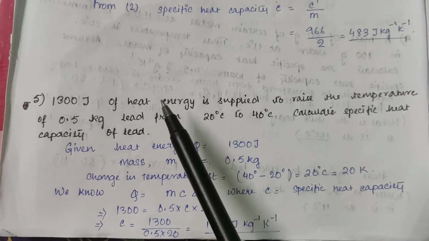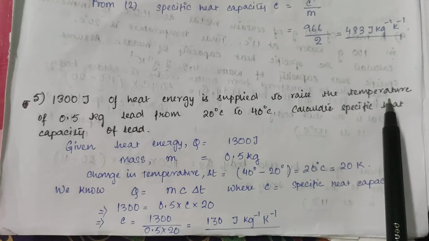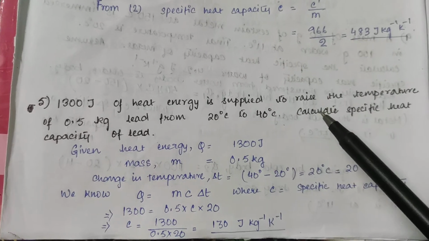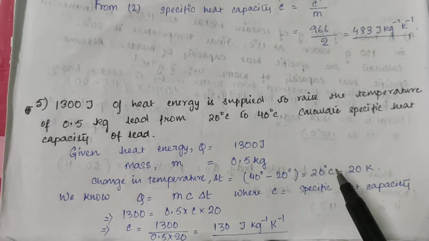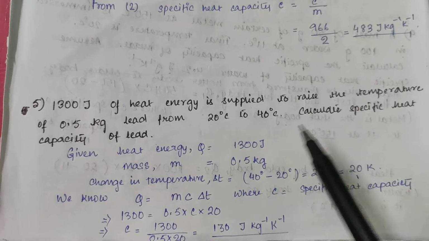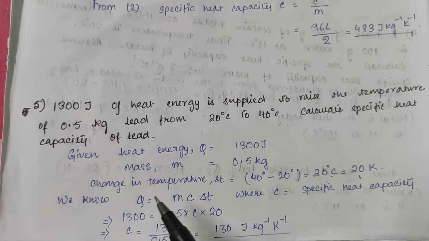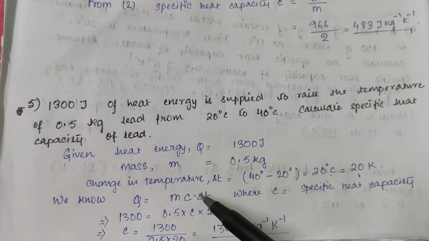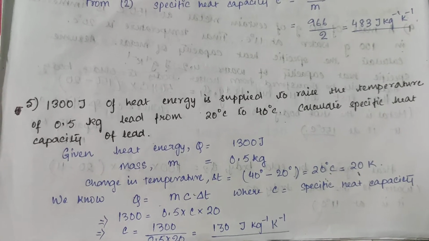See again here, in this sum, it was given 1300 joule of heat energy supplied to raise the temperature of 0.5 kg lead from 20 to 40. See, temperature rise, delta T. Rise in temperature means final minus initial, 40 minus 20, 20 degrees Celsius. We can write it as 20 Kelvin since it's a temperature difference. Now we have to find the specific heat capacity. We will use Q equal to MC delta T, because that is the only relation from where we can get C, because C prime is not given to us. So Q is given, M is given, delta T is given. So simply we have to find C.